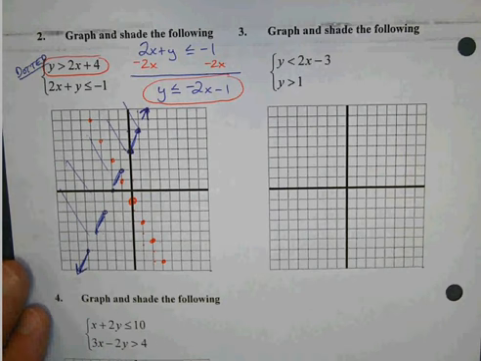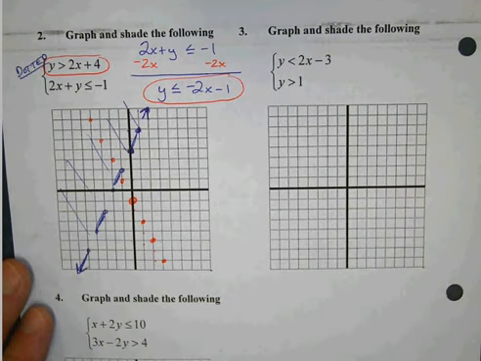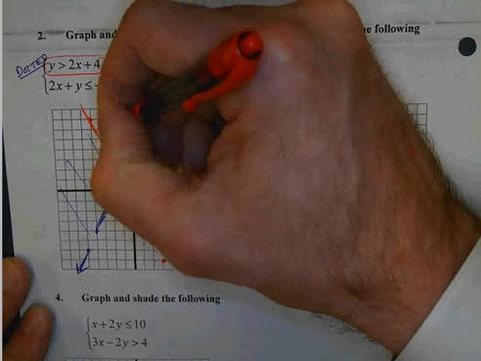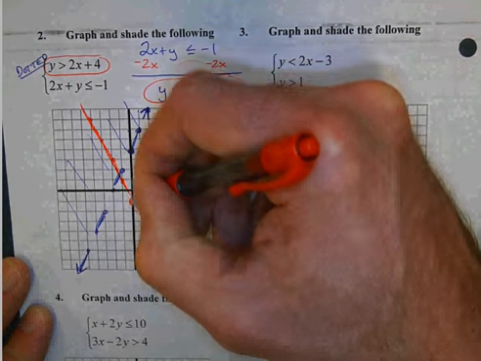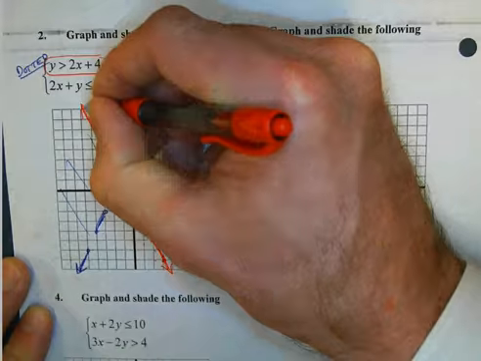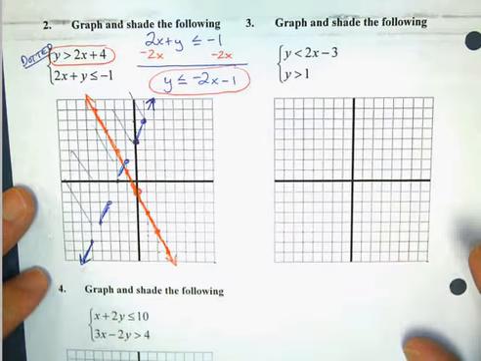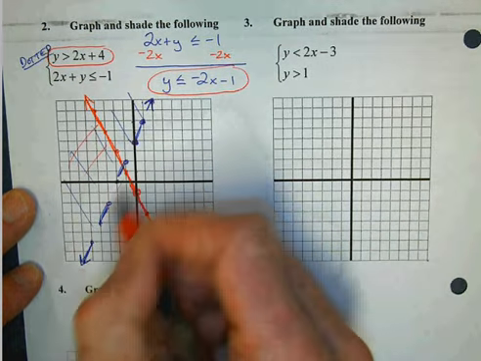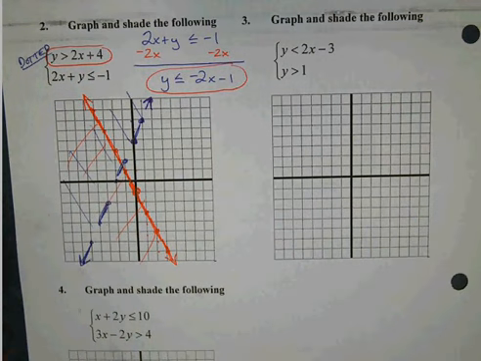All right, Josh, if you can continue. Dotted line or solid line? Solid line. Shade where? Above or below? Below. So there's my two lightly shaded sections.